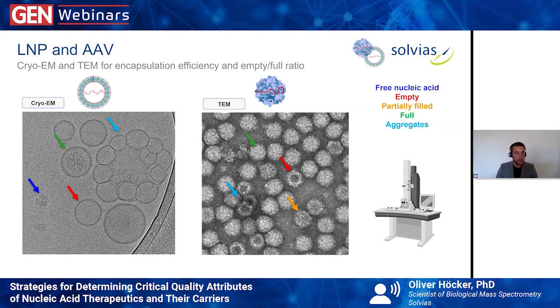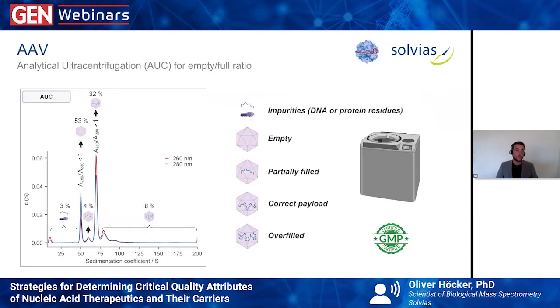But although these images look nice, they cannot be evaluated in an efficient way, not automated. So we need other techniques to assess the empty-full ratio and other properties that I cannot go into in detail now, but I want to show you a technique that is very suited for the empty-full ratio of AAVs. That is analytical ultracentrifugation, or AUC. In principle, it is a spinning cuvette, like a centrifuge, but it has a detection window where we can have an optical detection, UV detection at 260 and 280 nanometers.